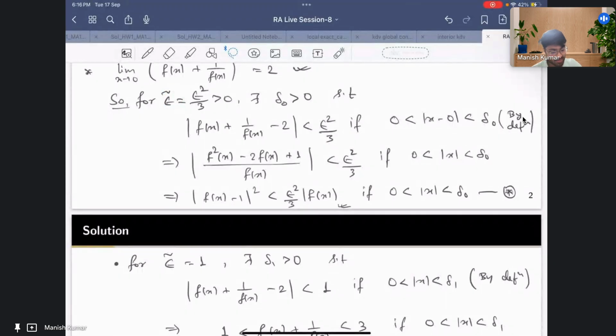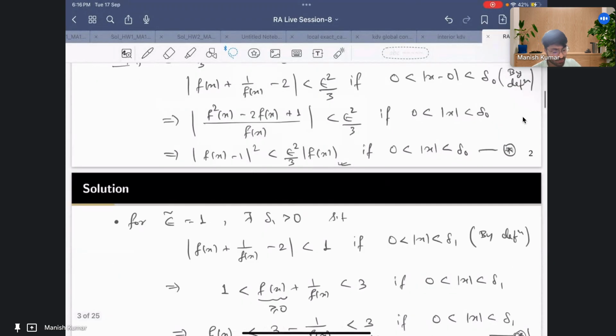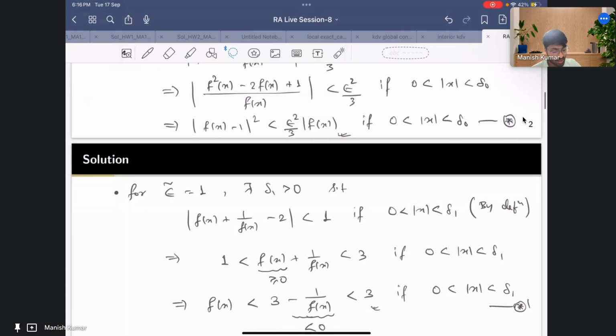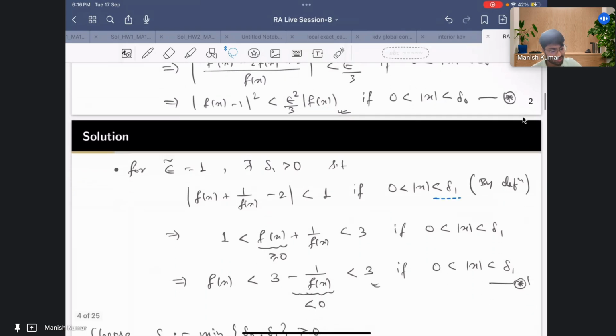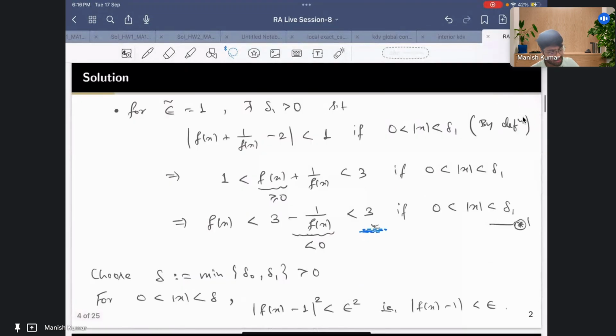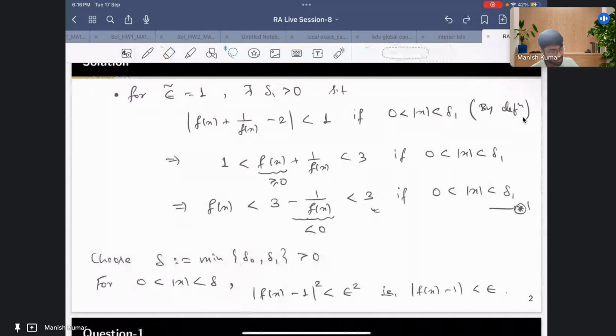So we chose this epsilon square by 3, and then I got this quantity, and now I know that I got here f(x), so I have to bound this. So for sufficiently small x, I can bound f(x) by 3. So now I'll choose delta to be the minimum of these two, and then I'll get this kind of estimate which we wanted. Is this okay with everyone?